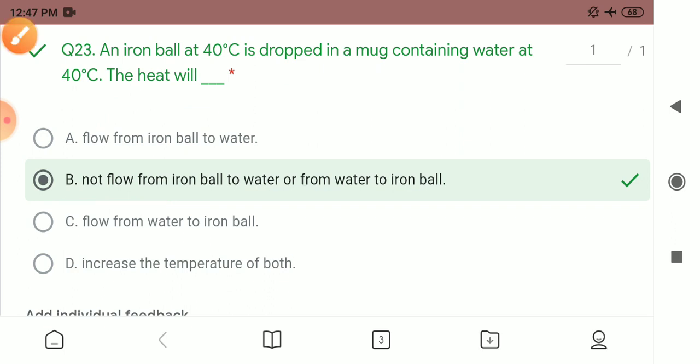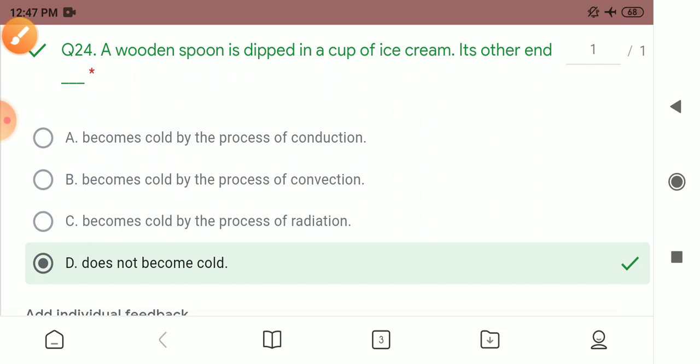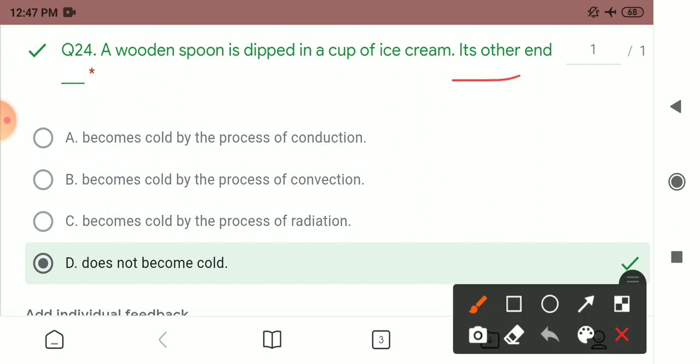Next is 24th number. A wooden spoon is dipped in a cup of ice cream. Its other end blank. If we dip a wooden spoon in the cup of ice cream, then what will happen? The first option is becomes cold by the process of conduction. B is becomes cold by the process of convection. Option C is becomes cold by the process of radiation. And option D is does not become cold. So here your answer is option D, that is does not become cold.